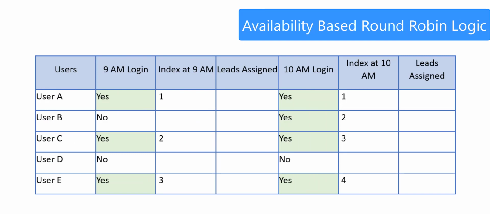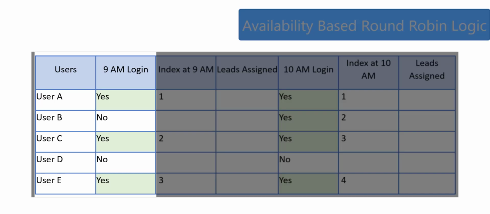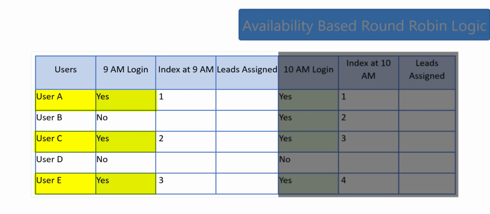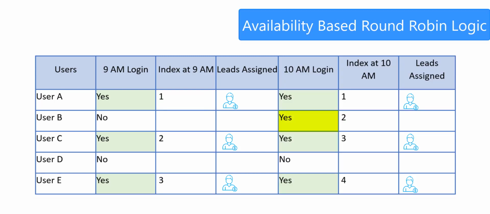Each available user is given a position in the index. At 9 a.m., user A, user C, and user E are checked in. So at 9 a.m., position 1 is given to user A, 2 to user C, and 3 to user E. Incoming leads will first be assigned to user A, then user C, then user E. At 10 a.m., user B also checks in to his account. Now to accommodate the new user, the index is rearranged. Position 1 is given to user A, 2 to user B, 3 to user C, and 4 to user E.